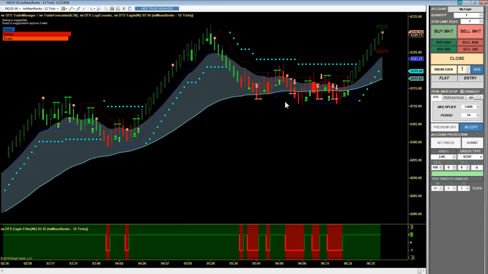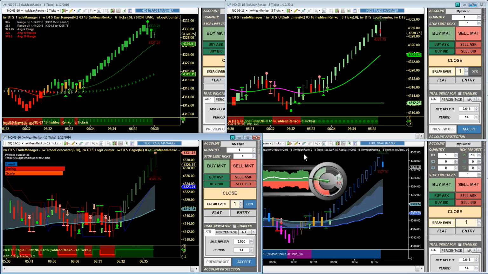But most breakouts, I think it's like three quarters of all breakouts, tend to fail. So the market may just break out and then reverse on itself right away. So it makes breakouts, trading breakouts, a little riskier.